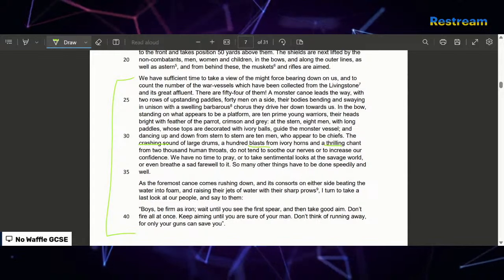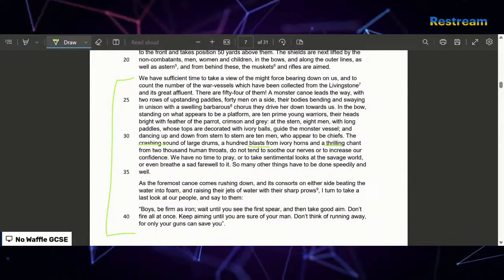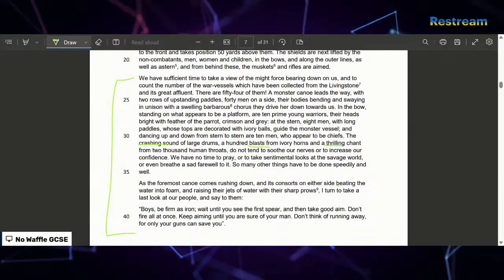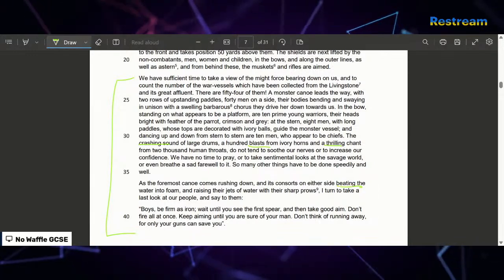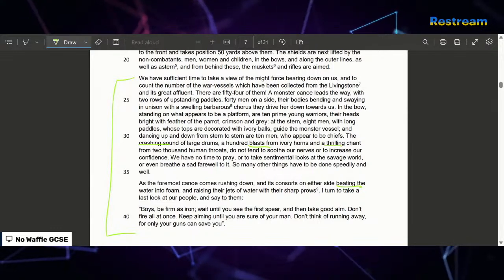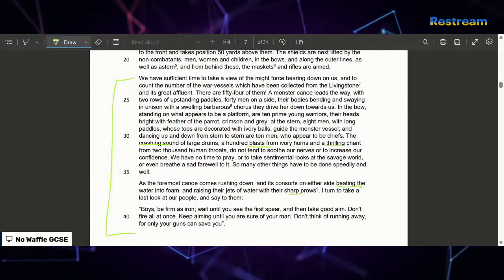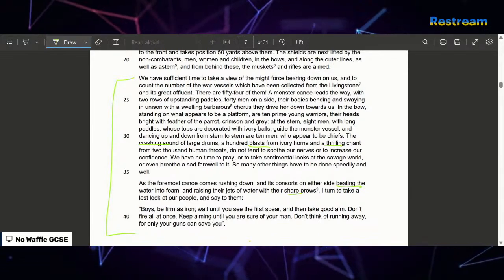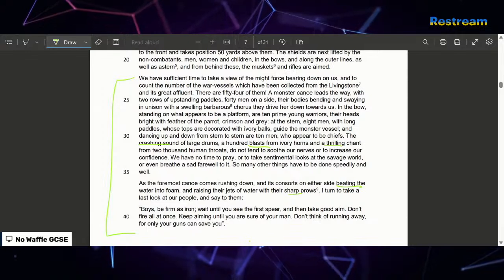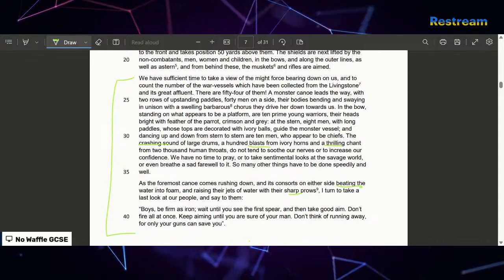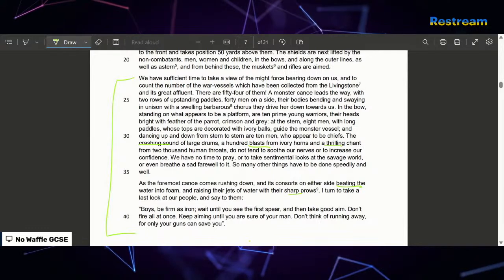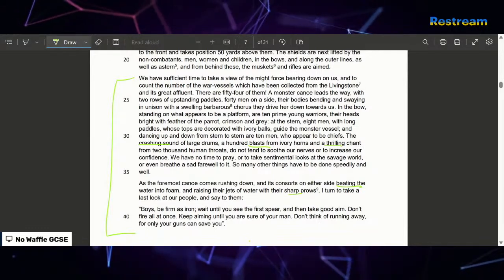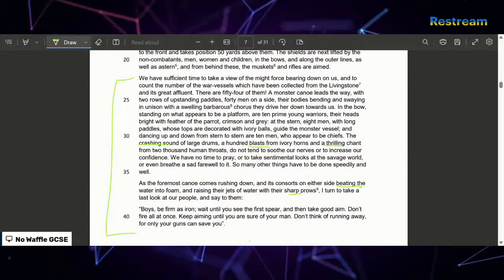As the foremost canoe comes rushing down, and its consorts on either side beating the water into foam, and raising their jets of water into sharp prows, I turn to take a last look at our people, and say to them, "Boys, be firm as iron, wait until you see the first spear, and then take good aim. Don't fire all at once, keep aiming until you are sure of your man. Don't think of running away, for only your guns can save you."